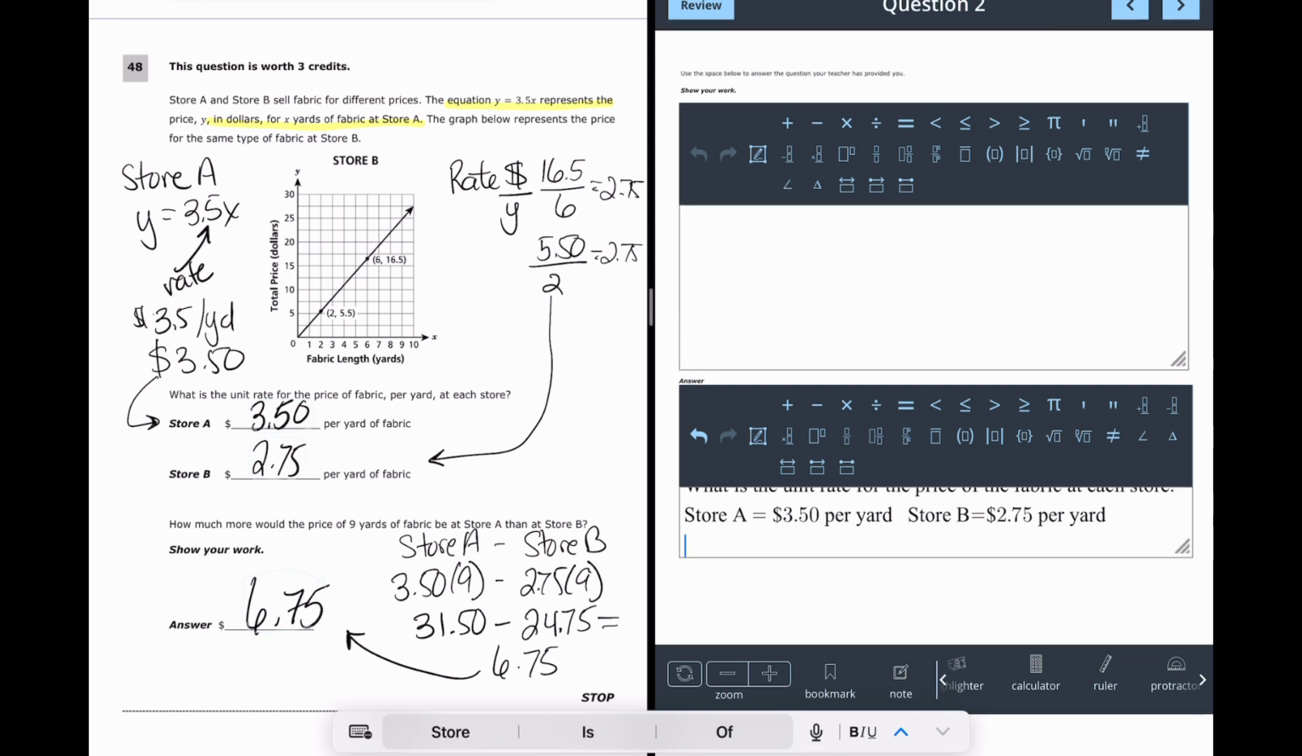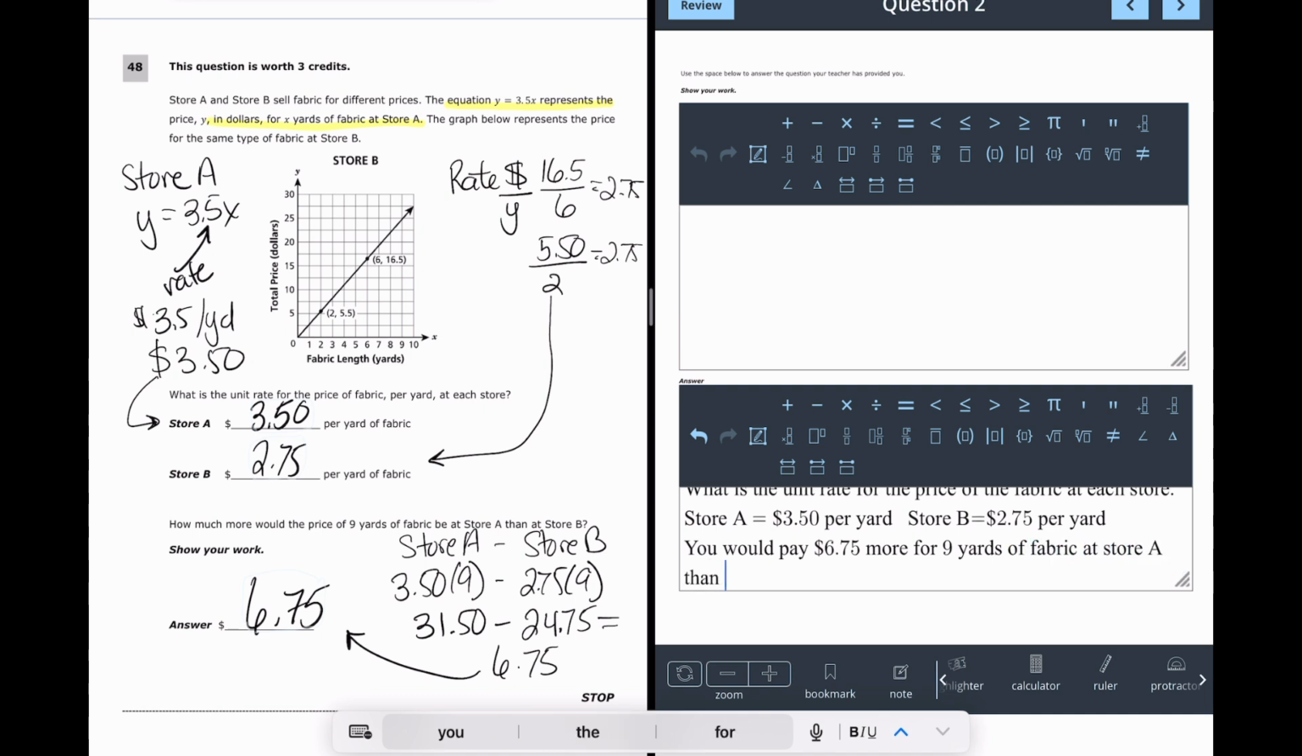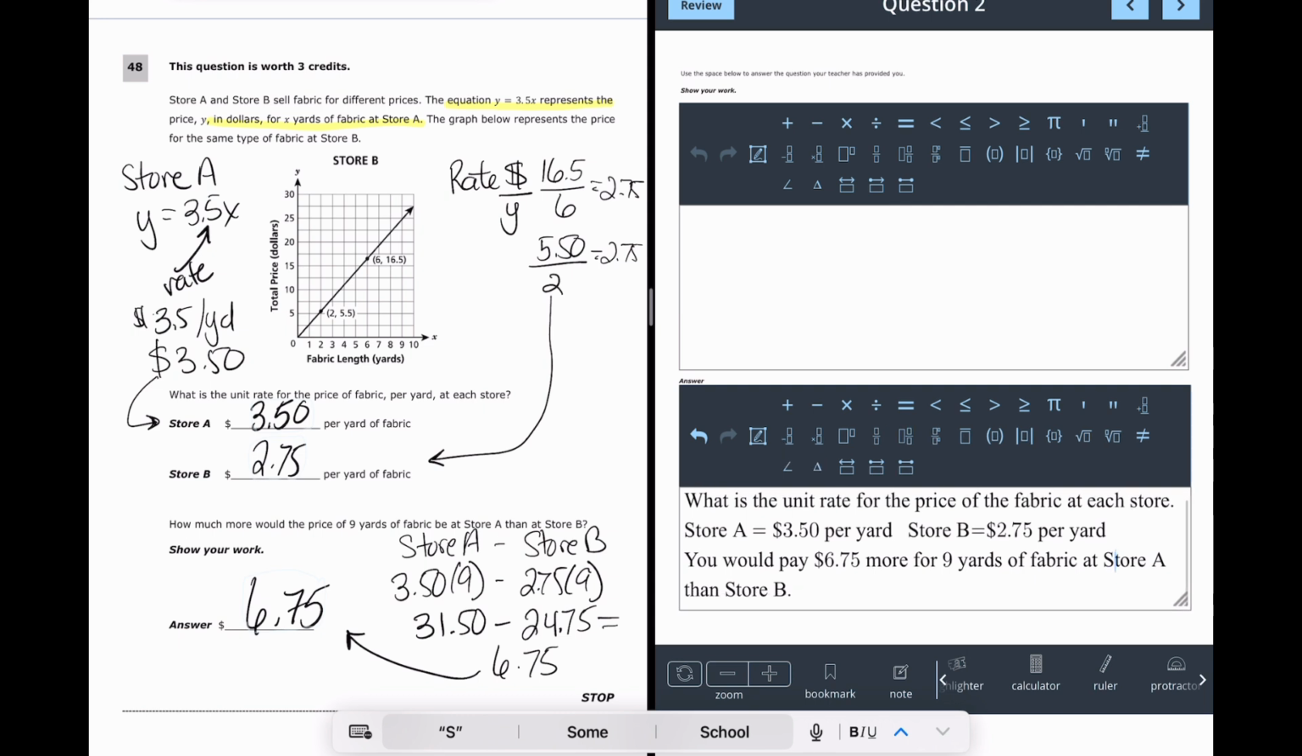And for my final answer, it's asking me how much more would you pay for 9 yards at store A and store B. You would pay $6.75 more for 9 yards of fabric at store A than store B. Done. Just want to capitalize that. All right, so now I've already answered my question, so we're good here. Now we just have to go into the show your work.